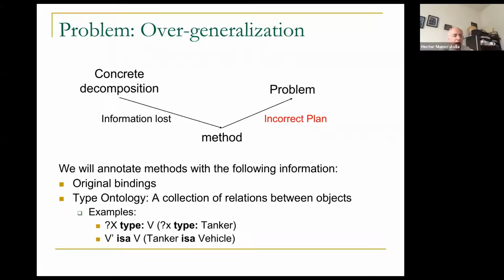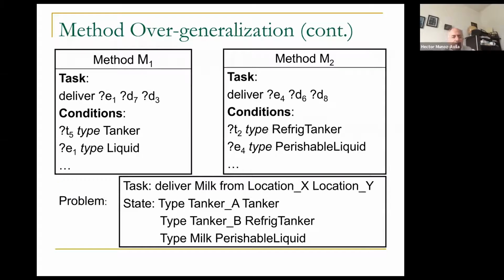So then there is some additional information that typically is provided, for example, an ontology. Here we are saying that there are two kinds of vehicles: there are vehicles, and a tanker is a vehicle. So you have this kind of ontology, and with that information, one will be able to discern or compare methods.